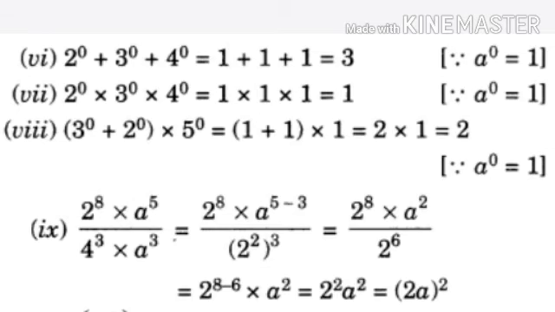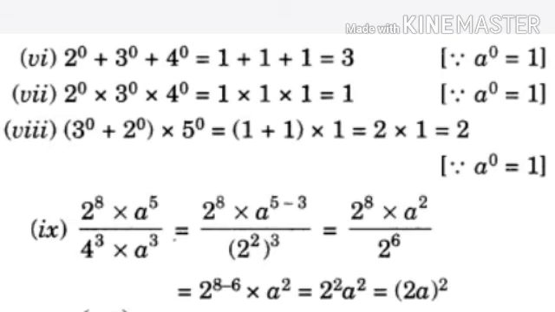Now ninth, (2^8 × a^5) ÷ (4^3 × a^3). We can solve it. 2^8 × a^(5−3) upon, we can write 4^3 as (2^2)^3, which is equal to 2^6. So a^2 upon 2^6, that is, 2^8 × a^2 ÷ 2^6 is equal to 2^(8−6) × a^2, which is equal to 2^2 × a^2. We can write it as (2a)^2.